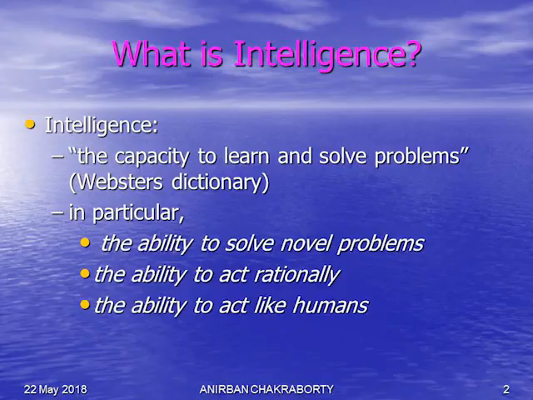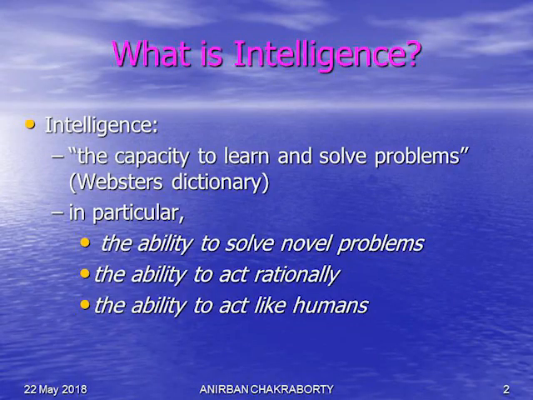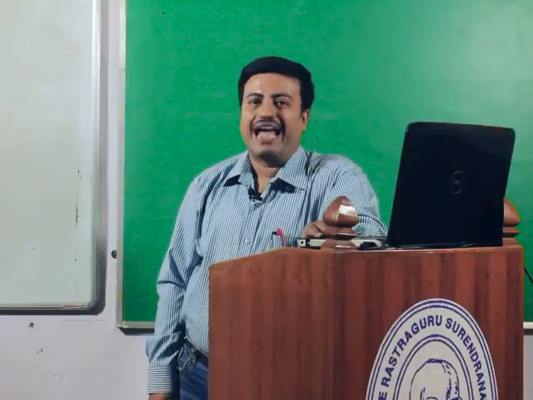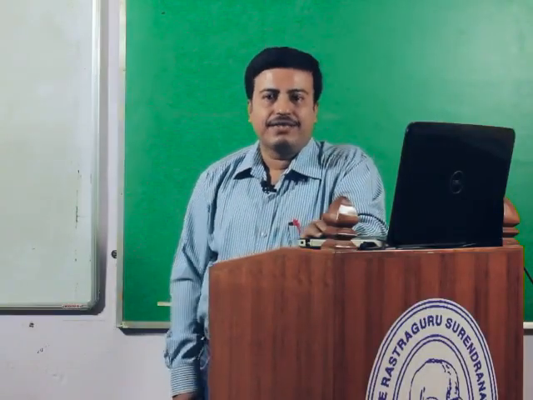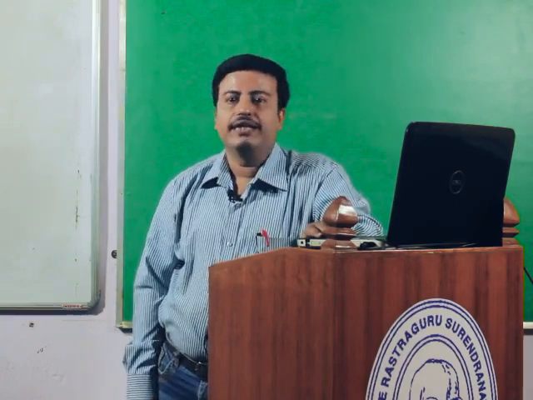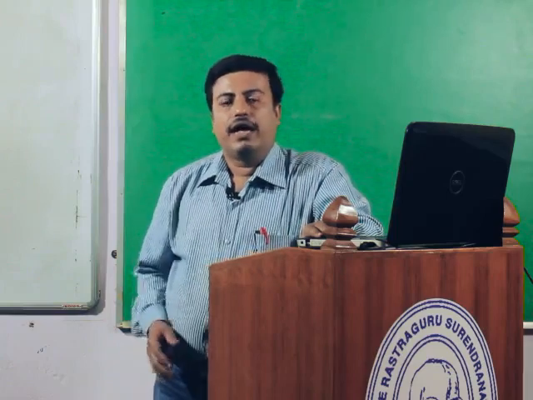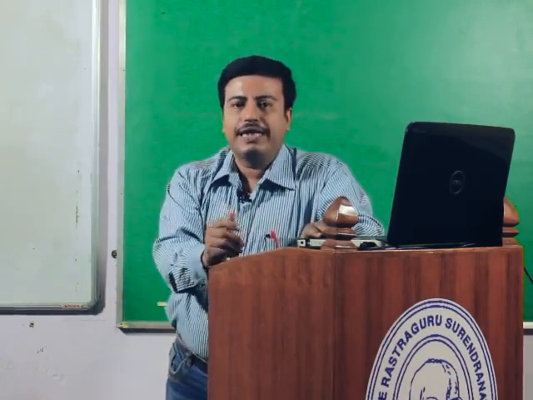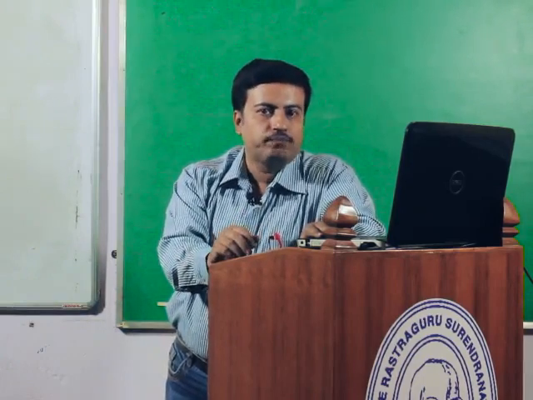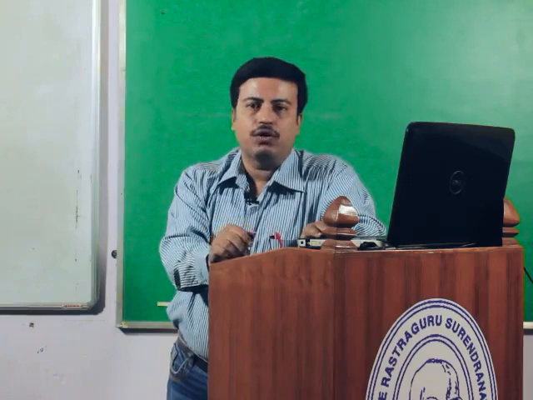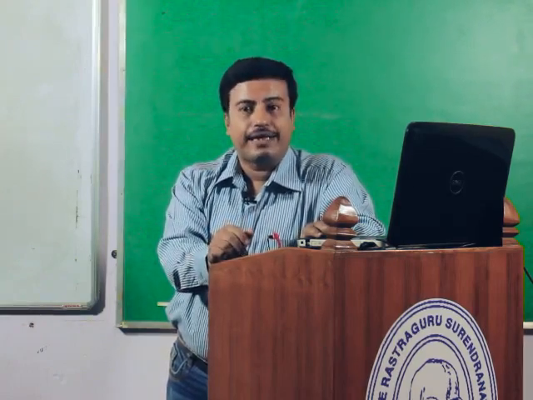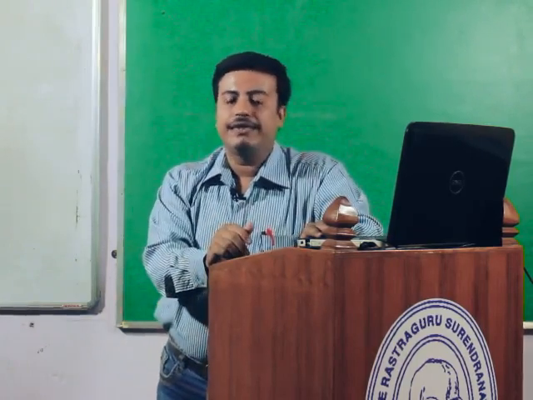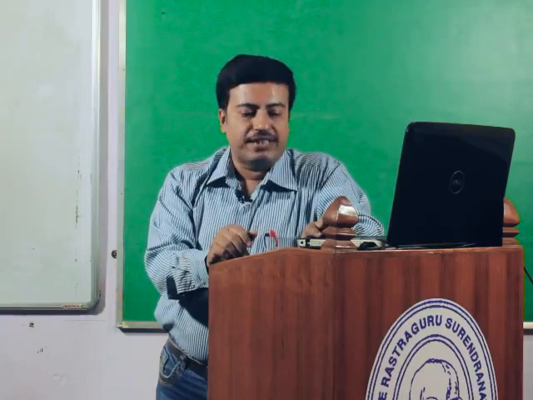Actually, intelligence is the capacity to learn and solve problems. Here, basically, what is involved in intelligence? It's the ability to solve novel problems. It's the ability to act rationally, and it's the ability to behave just like humans. This means that in a movie, when we see an animal like a monkey or a dog behave just like a human being, we comment that okay, this is quite intelligent. So behaving like a human is a part of the expression of intelligence.